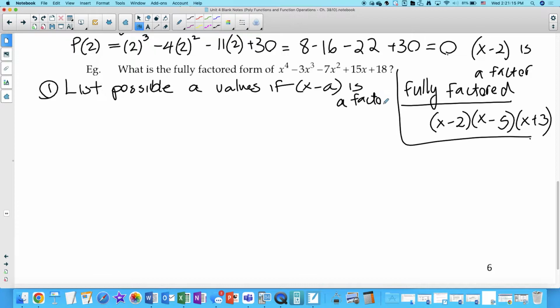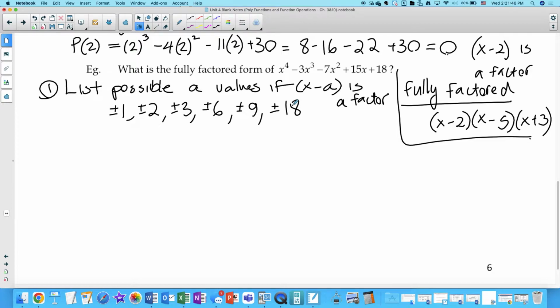Now, the leading coefficient is 1, so we can just look at the factors of 18. The possibilities in this case are plus and minus 1, 2, 3, 4, 5, 6, 7, 8, 9, and 18. Okay? So you've got to list those.